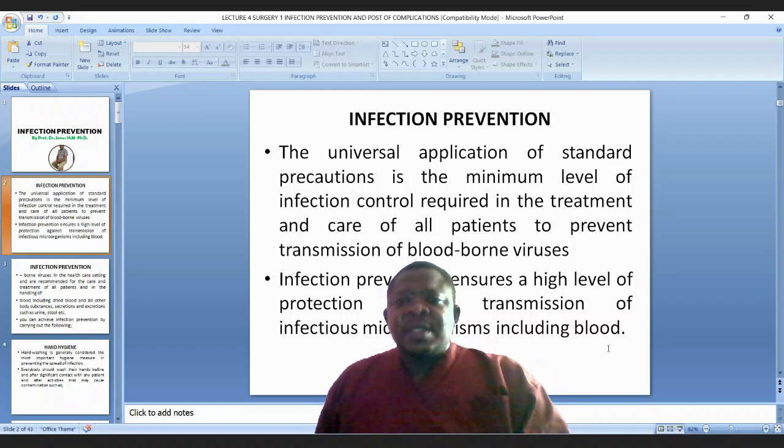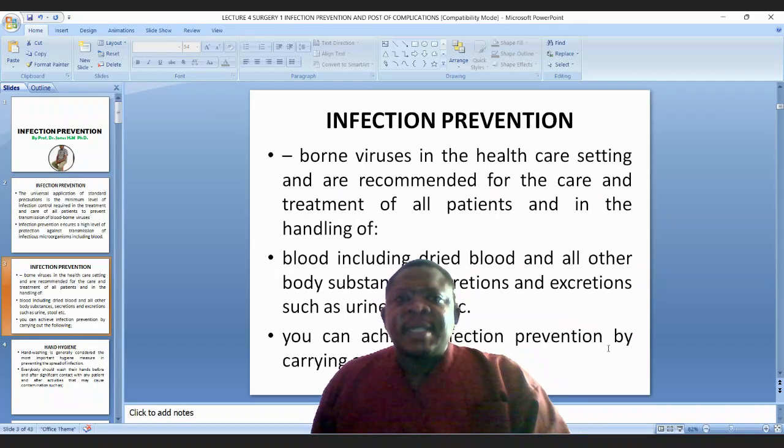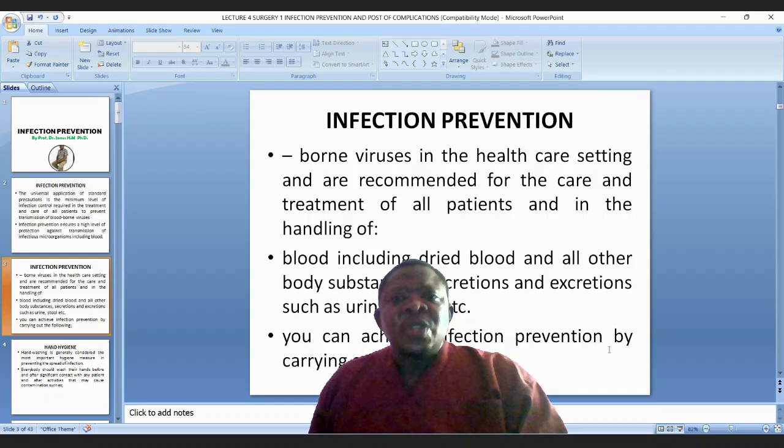Infection prevention is going to ensure a high level of protection against transmission of infectious microorganisms, including bloodborne viruses, in the healthcare setting, and other recommended care and treatment for all patients in the handling of blood, including dried blood and other body substances, secretions and excretions. Okay, so it includes all things like urine and stool. So you have to prevent infection because these may harbor microorganisms that may introduce infection within the patient.